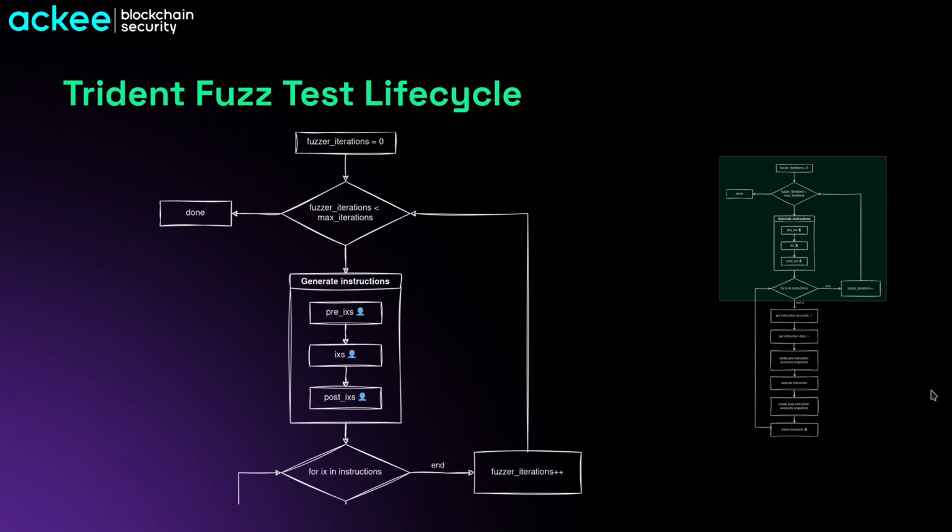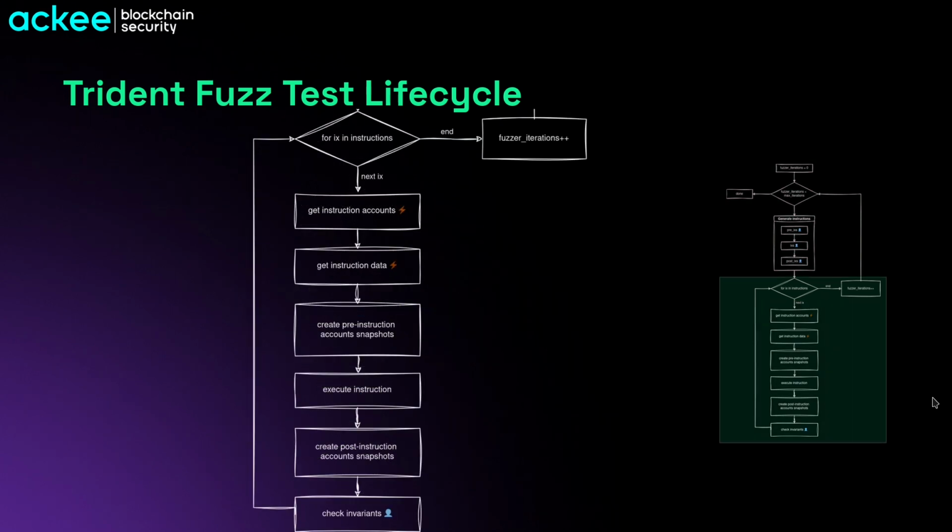So at the beginning, the instruction sequence is generated. And once we have that, we can go to the lower part of the diagram where there is again a loop where we iterate through the instructions that were generated in the previous step, in the order that we specified previously. And the first thing that is called is the get accounts method. This is a mandatory method that has to be specified by the developer.